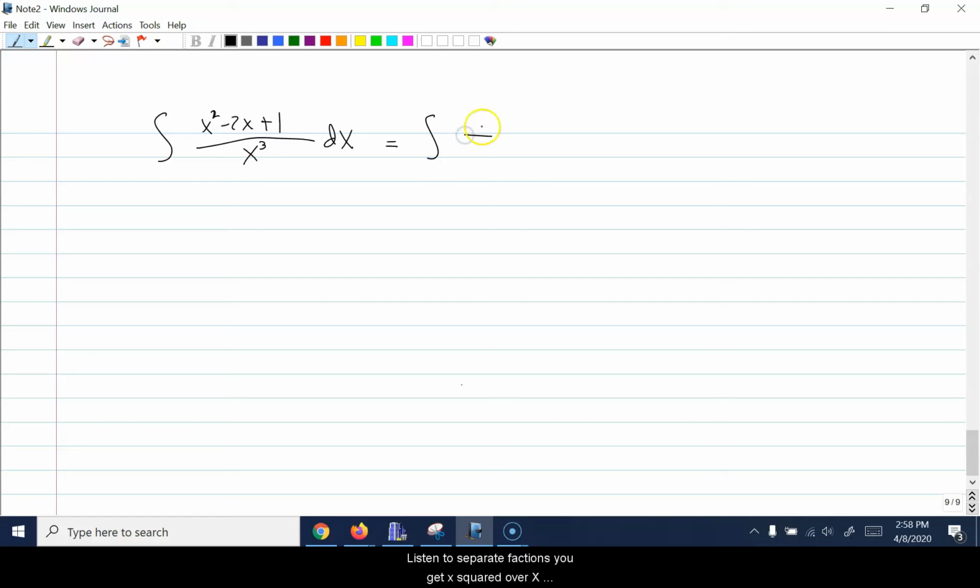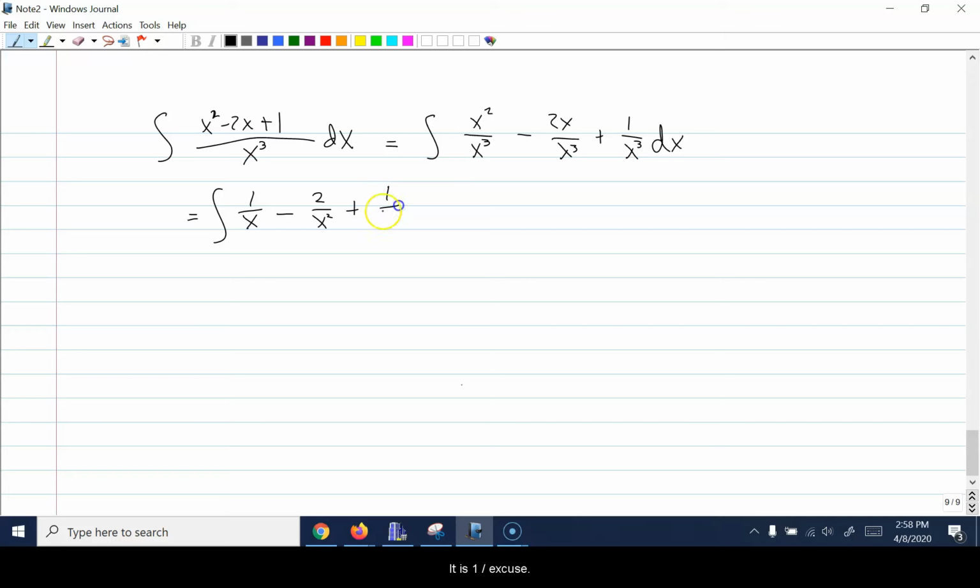Split this into separate fractions. You get x squared over x cubed minus 2x over x cubed plus 1 over x cubed. Each of these things reduces and becomes just a power of x. This is 1 over x. This is 2 over x squared. This is 1 over x cubed. Each of these I can rewrite as an exponent. That's 2x to the negative 2. This one is x to the negative 3.